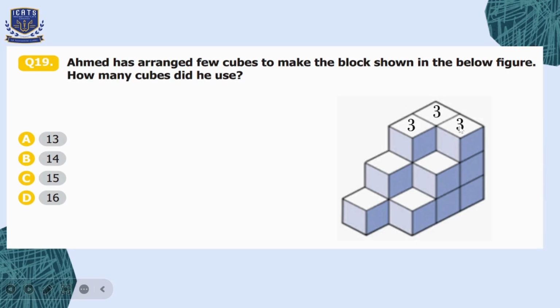So I can write the number at the top. Then for the next step, 1 block is less, so I can write 2 here and here. Then for the next step, it's 1 less again, so we can write 1 at the top of these boxes as well. If we add all these numbers, 3 plus 3 plus 3, plus 2 plus 2 plus 1 plus 1, the total is equal to 15. So there are 15 cubes in total. So option C is the correct one.